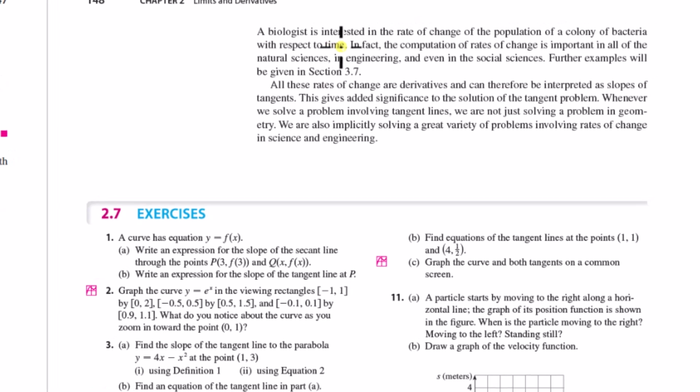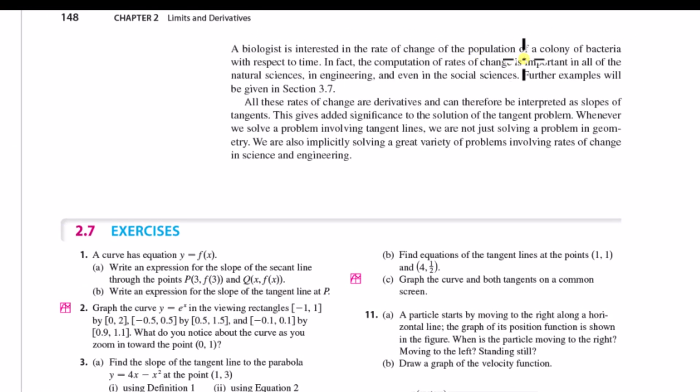A biologist is interested in the rate of change of the population of a colony of bacteria with respect to time. In fact, the computation of rates of change is important in all of the natural sciences, in engineering, and even in the social sciences. We're going to talk about this further, and go into this even more in chapter 3.